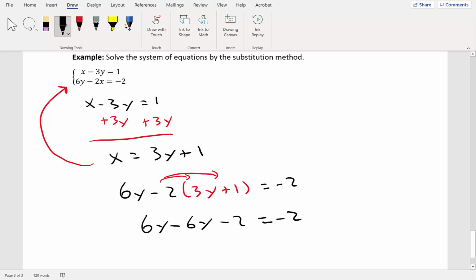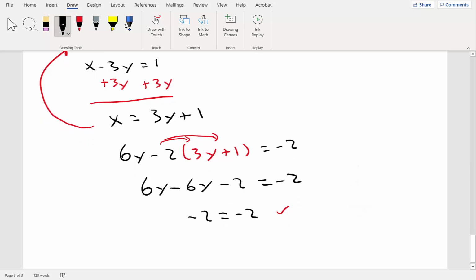And now once again, our variable is going to cancel out. So the 6y minus 6y cancels out, it becomes 0. So we're left with negative 2 is equal to negative 2. So something similar happened in this problem as the previous one. The variable that we were trying to solve for completely canceled out. But now in this case, we're left with the statement that's true.